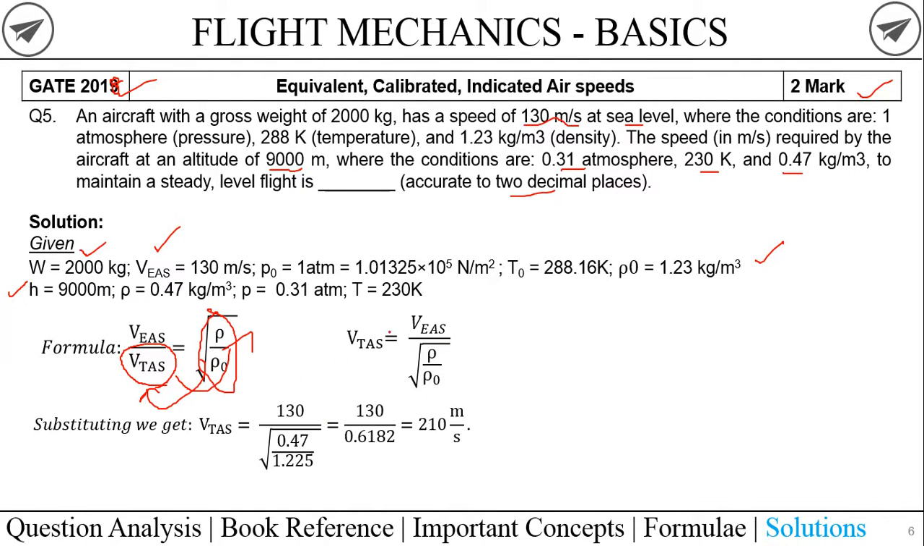Now substituting in the values, we know the velocity at sea level, which is also the equivalent airspeed. So 130 meter per second divided by square root of 0.47 divided by 1.225. We will obtain the answer as 210 meter per second. Now checking in the answer key, the answer must range between 209 to 211. So we are good to go as the answer lies within this range.